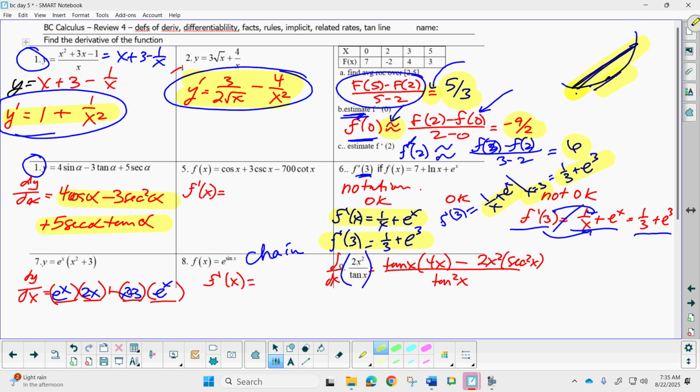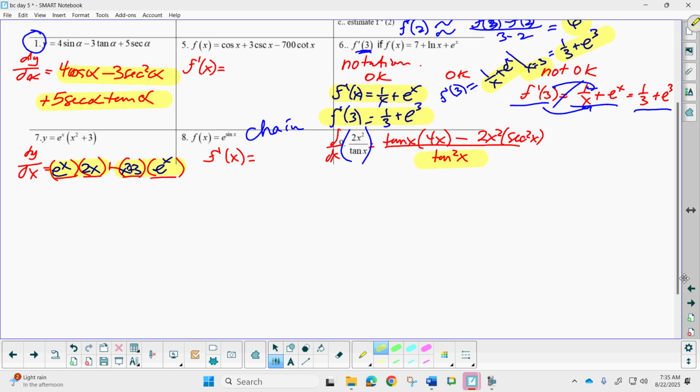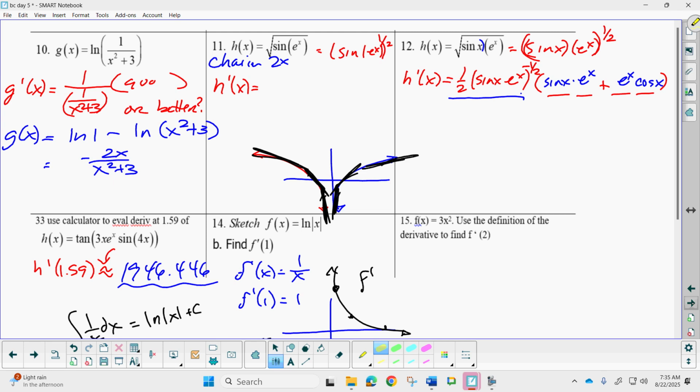7, y prime or dy dx is e to the x times 2x plus, whatever that says, x squared plus 3 e to the x. 8, you have to use a chain rule. I'll check that myself. 9, you have to use a quotient rule. It is the quantity tangent of x times 4x minus 2x squared over secant squared, all over tangent squared. Low d high minus high d low over the square of what's below. Or over low low if you like.